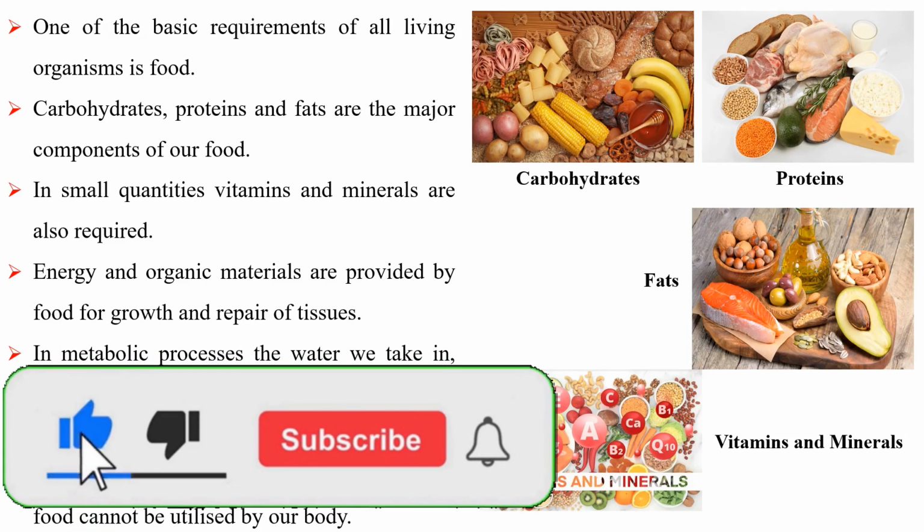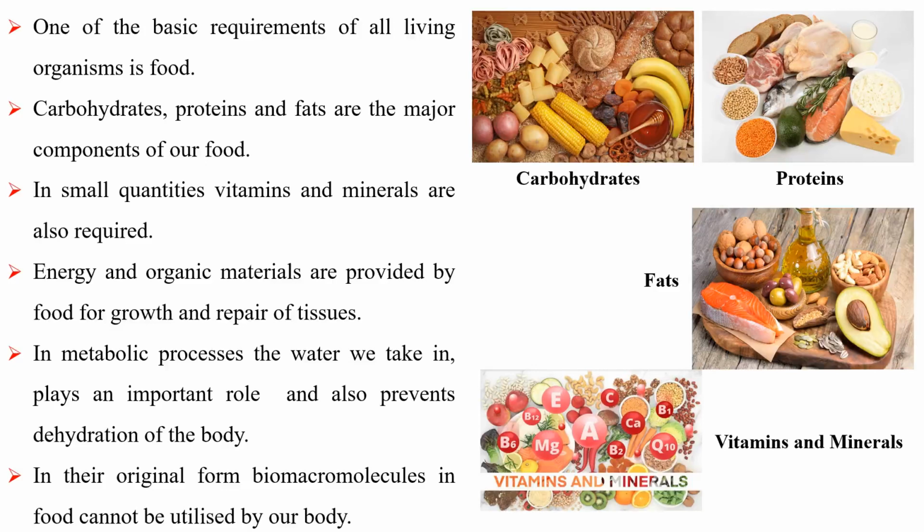One of the basic requirements of all living organisms is food. Carbohydrates, proteins, and fats are the major components of our food. In small quantities, vitamins and minerals are also required. Energy and organic materials are provided by food for growth and repair of tissues. In metabolic processes, the water we take in plays an important role and also prevents dehydration of the body.